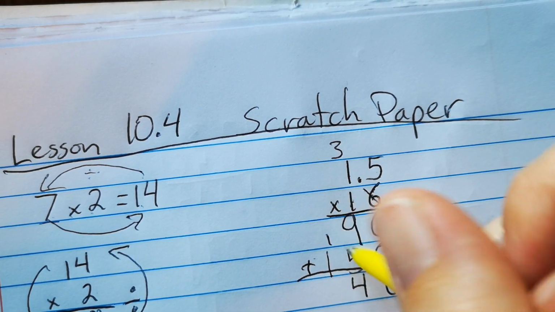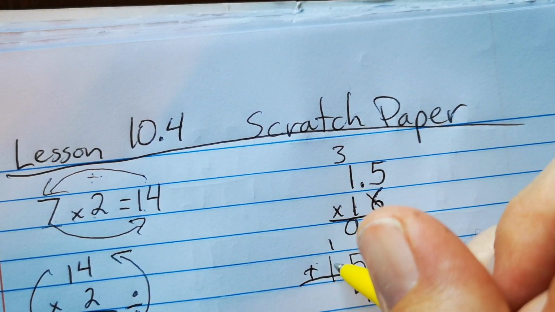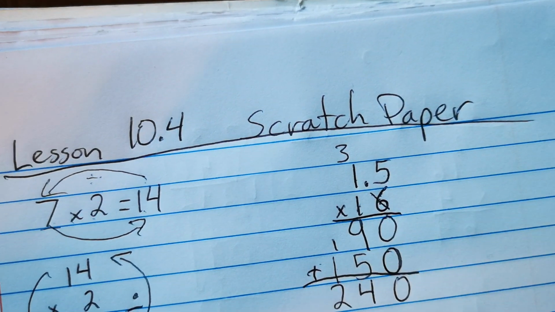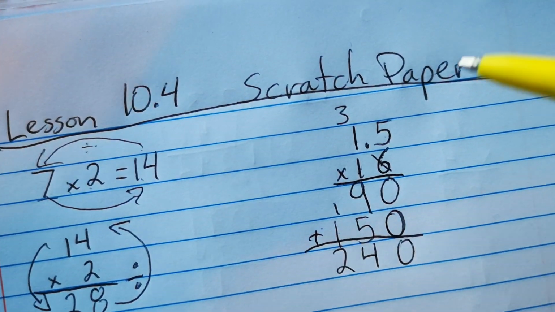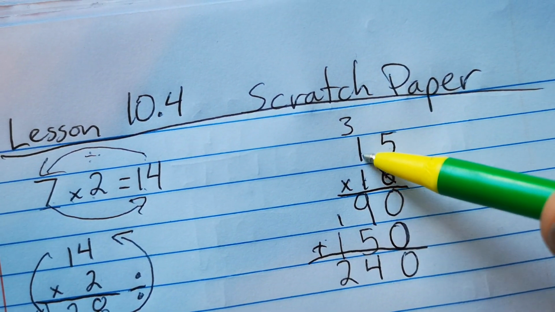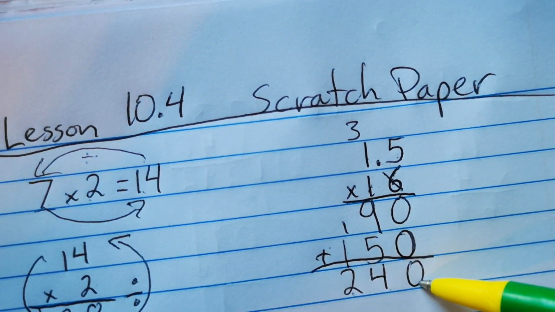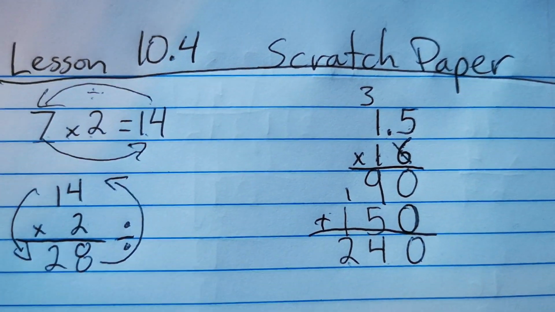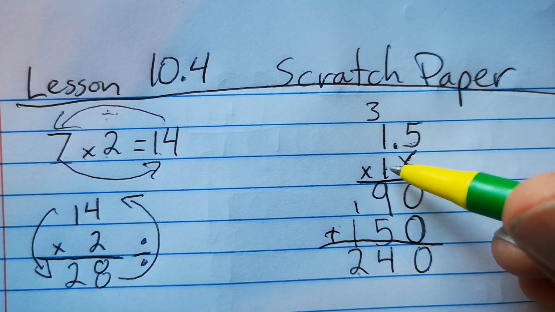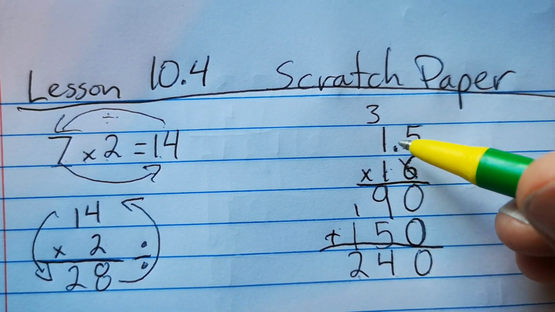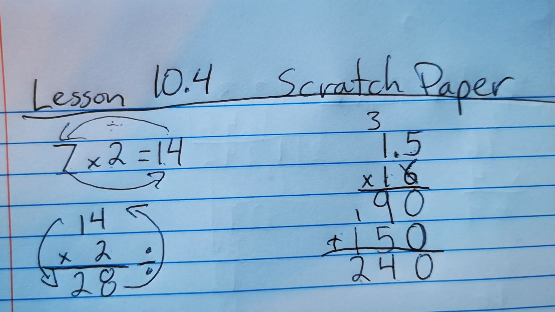0, that's 14. So I put the 4 down, carry the 1. And 1 plus 1 is 2. So I find that 15 times 16 is 240. But that's not what I'm looking for. What I'm looking for is 1.5 times 16. So now I have to put that decimal back in.